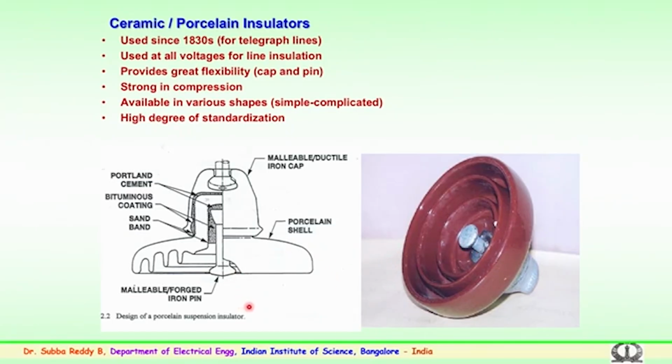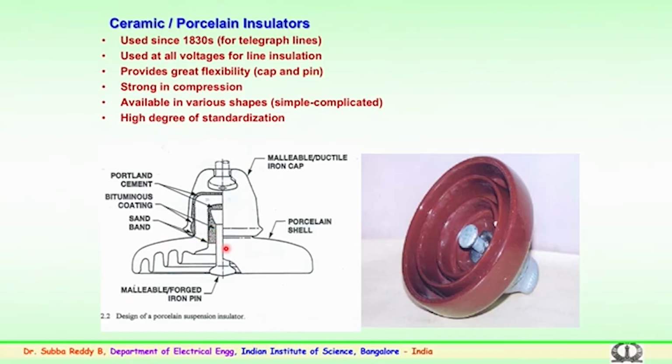A schematic of the design of a porcelain suspension insulator is also shown here, where the porcelain shell is this one, and the cap which you see is a malleable or ductile iron material which is fixed as a cap of the insulator. And the pin is again a malleable and forged iron pin. Both are iron, cap and pin of the insulator. These are fixed with the help of Portland cement with a bituminous coating here.